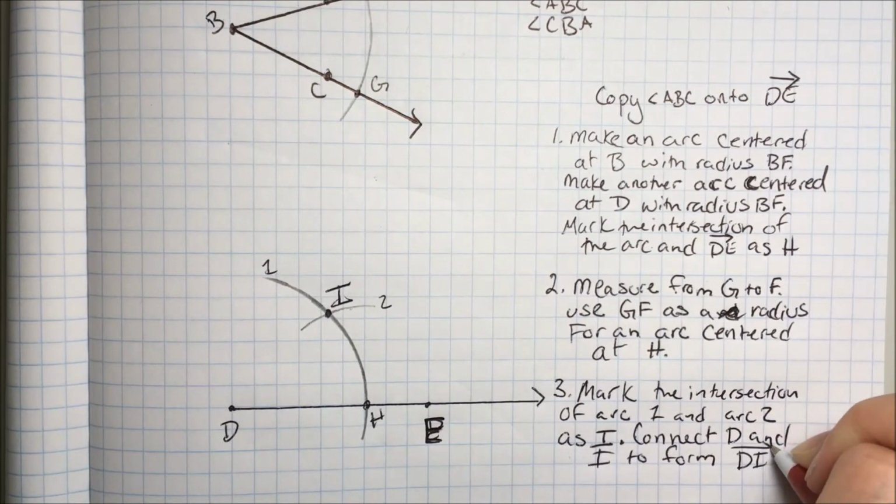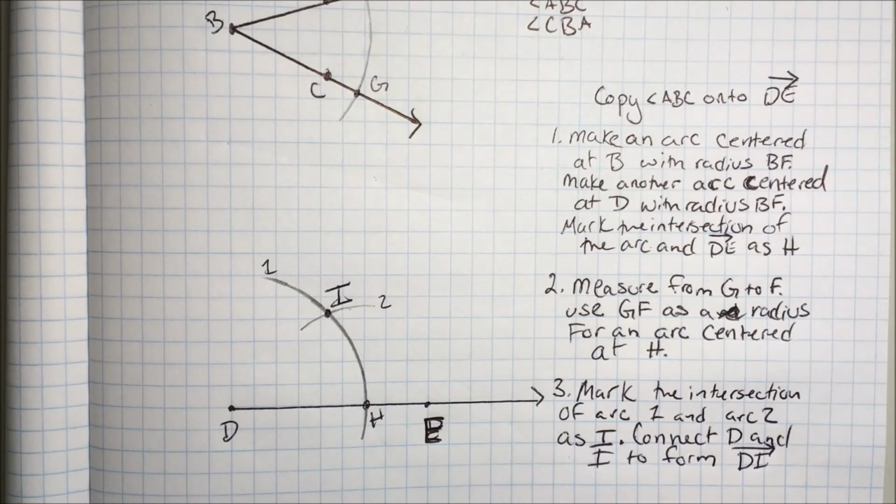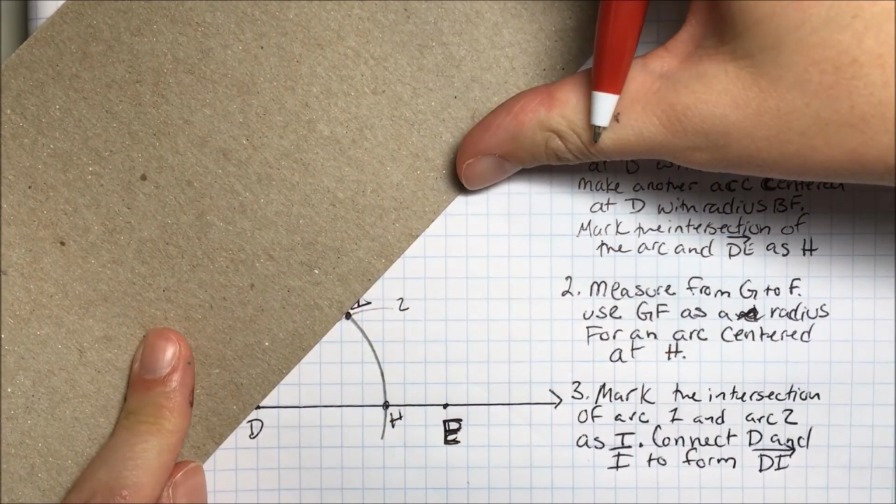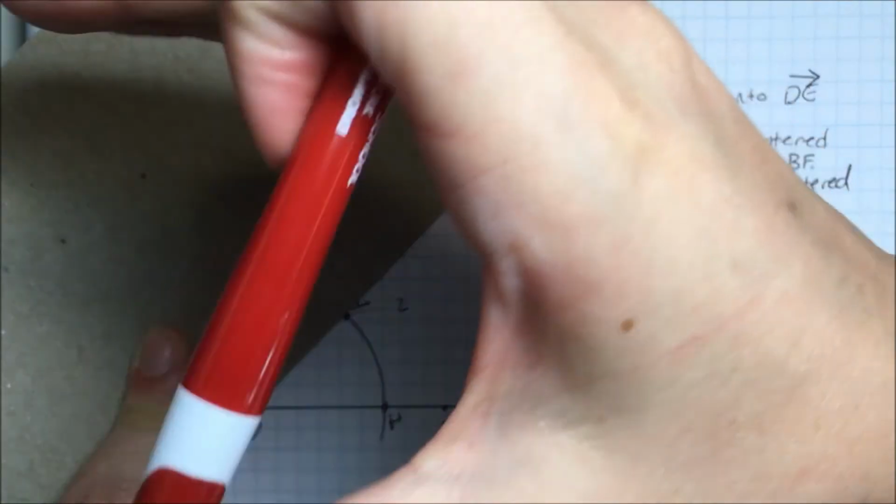That's funny. Ray DI. Haha. As in multiple radiuses. That's pretty funny. Oh goodness. You're lucky you have such a funny math teacher. Alright, so I'm going to connect DI to form ray DI. It's so funny.